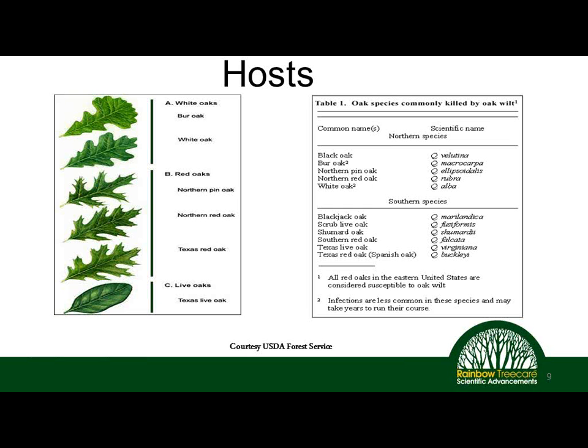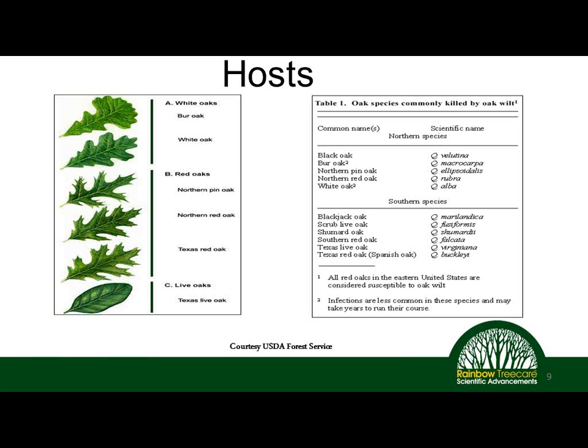If you look at the host, we mentioned it earlier that oak wilt infects oaks within the white oak family, and this includes bur oak and white oak as most notable. There are other oaks in the white oak family that are infected as well. And then we have oaks attacked in the red oak family, northern pin oak and northern red oak. We've got the Texas red oak or the Spanish oak, the Shumard oak, the southern red oak, and there's a number of other oak species, both in the white oak and the red oak family, that are not included on this list, but are susceptible to oak wilt.